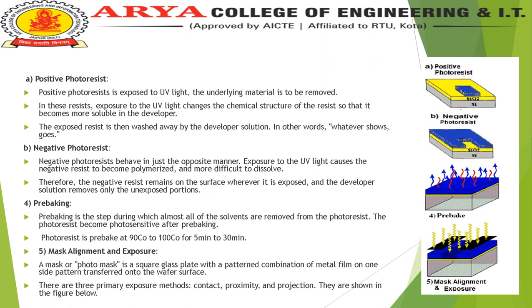Mask alignment and exposure. A mask or photomask is a square glass plate with a pattern, a combination of a metal frame on one side, and the pattern is transferred onto the wafer surface. There are three primary exposure methods: contact, proximity, and projection. They are shown in the figure.